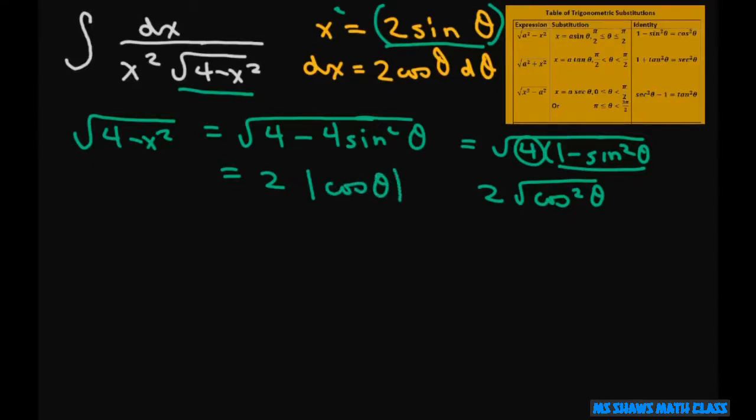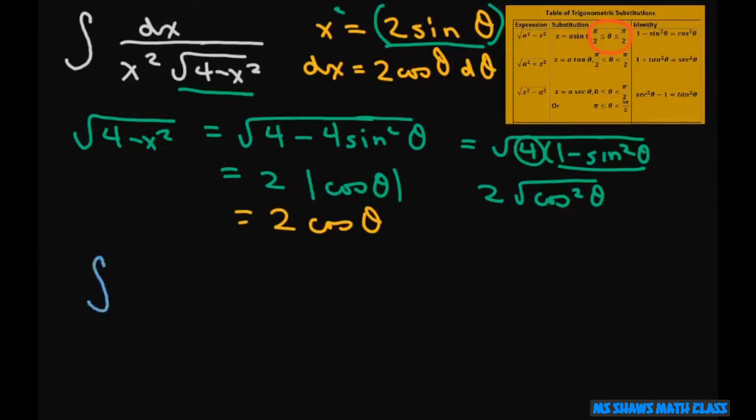Now our interval, you look over here, we're doing sine, is in between negative pi over 2 and pi over 2. Looks like I didn't put the negatives in there, so I have to fix that. So that means cosine, that's quadrants 1 and 4, and cosine's already positive, so we can take away the absolute values. So basically we have this equals just 2 cosine of theta. Now we're going to use substitution.